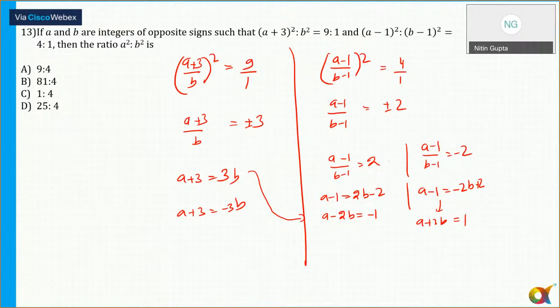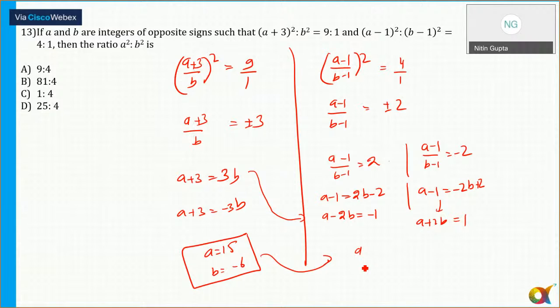So I think probably there will be 4 possibilities. Yes or no? 2 into 2, 4 cases are there. All right. So there are total of 4 possibilities. If you solve all these 4 possibilities, then you'll get the exact value of A. In that case, A comes out to be 15 and B is equal to minus 6.